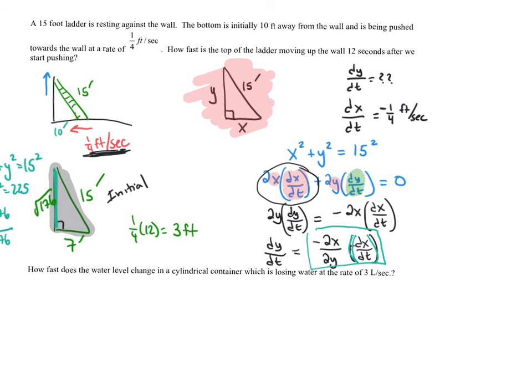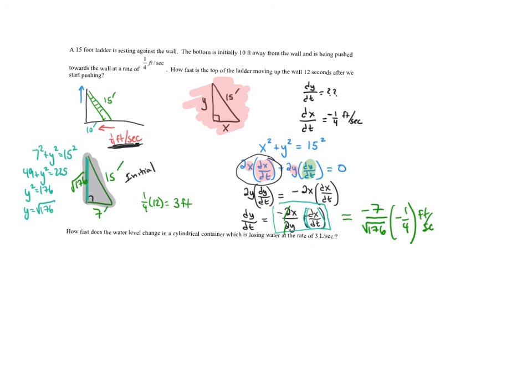If I plug it in, for dy/dt I can cancel these 2's out, so that's always nice. It'll be negative 7 over the square root of 176, because that's my x and my y from my initial problem, times dx/dt, which is times negative 1/4. And that's going to be in feet per second. That's going to be what my rate is. So dy/dt, the final answer, is going to be positive 7 over 4 radical 176, in feet per second.